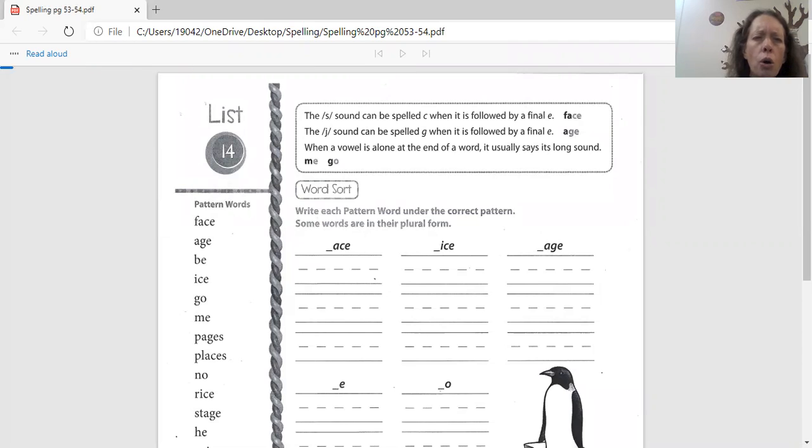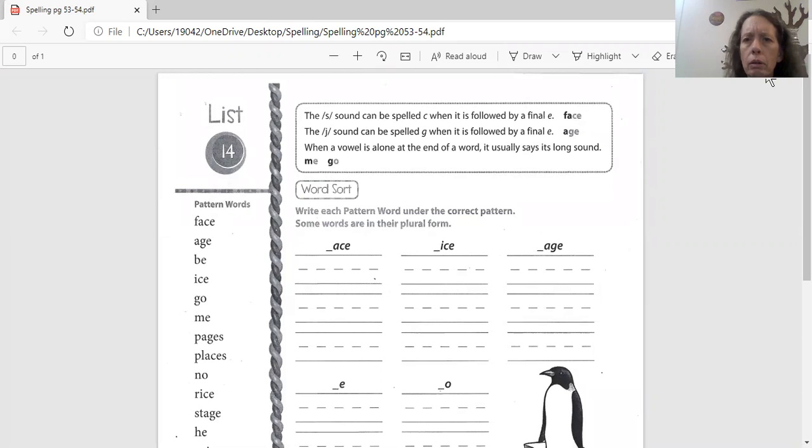Oh, something just happened. Stop. There we go. I turned on the read aloud function of my thing. That's interesting. I wonder if that works. We'll have to try that sometime.